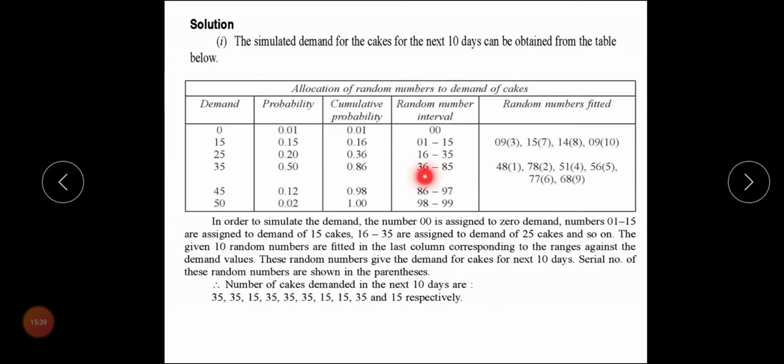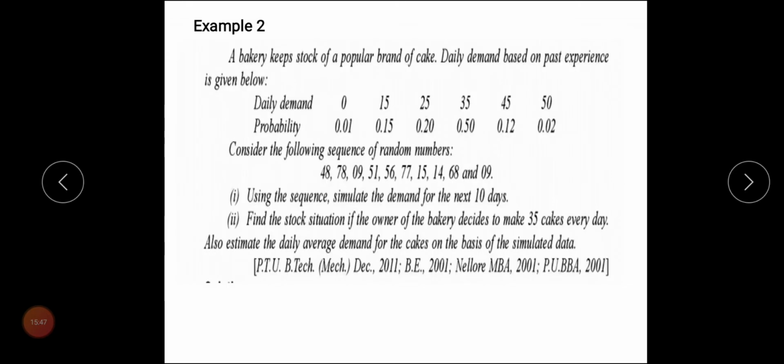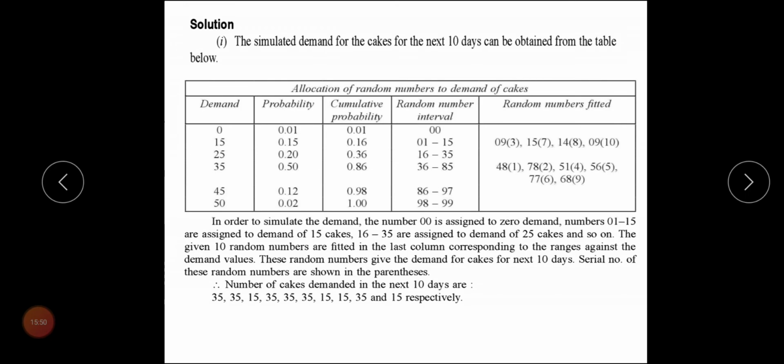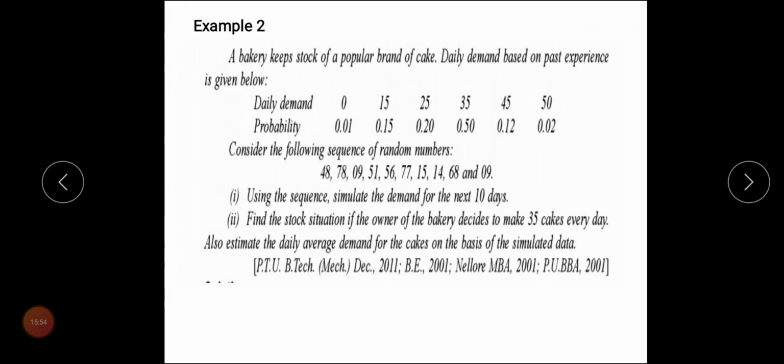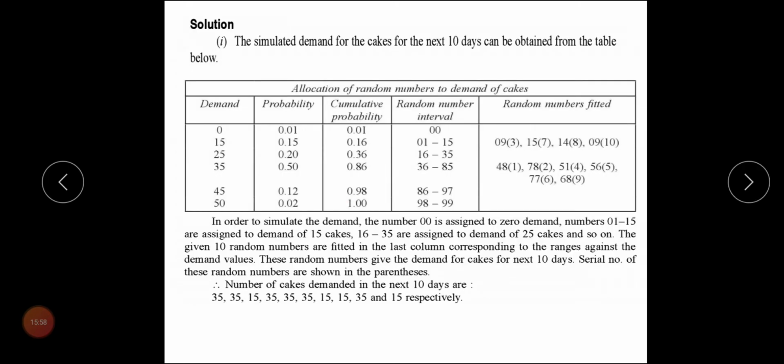So in between 36 to 85, so it is here, 48. So first is 48. Then what about 78? 78 is also fitting here. Then 09, the third sequence number 09, where does it fit? Here, in between 1 to 15. In this way you fit all random numbers here.